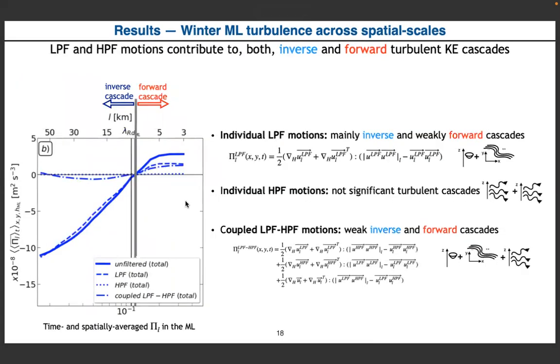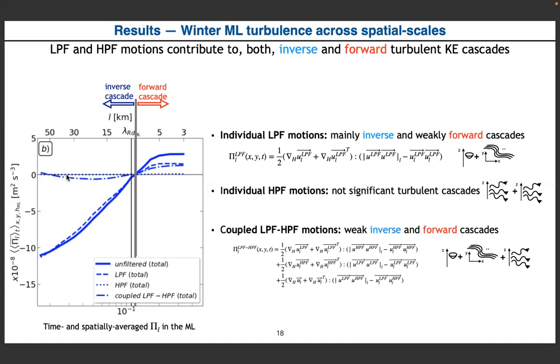So we do this cross-scale kinetic energy flux for the individual and coupled classes of motions. If we look at interaction between low-pass filtered motion only, so between eddies and fronts, so these interactions correspond to the dashed blue line. These interactions do most of the inverse turbulent cascade and a fraction of the forward cascade. If we look at interaction between high-pass filtered motion, so internal gravity waves, when they interact together, they don't do much for the turbulent cascade. This is a dotted line here, which follows the zero line.